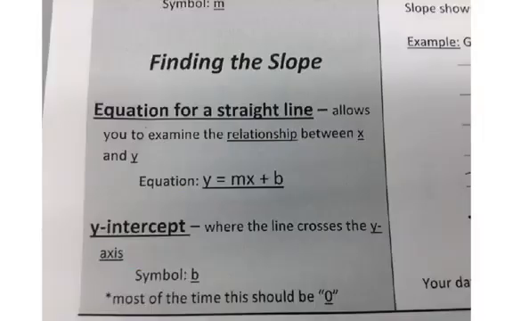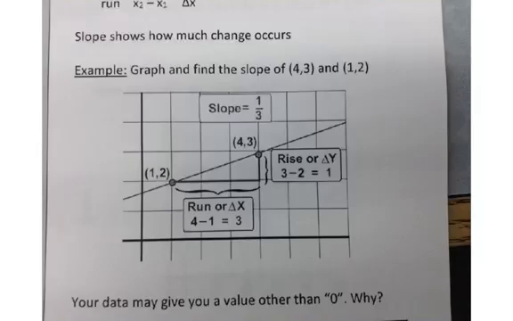Okay, an equation for a straight line. We will be dealing with a lot of straight lines or linear relationships in this class, and the equation is one that you should be very familiar with. Y equals mx plus b. Y is your y value, x is your x value at that given time, b is your y-intercept, or where it crosses the y-axis, which is talked about down here, and m, as we already talked about, is our slope. Most of the time in this class it should be 0, but it is not always 0.